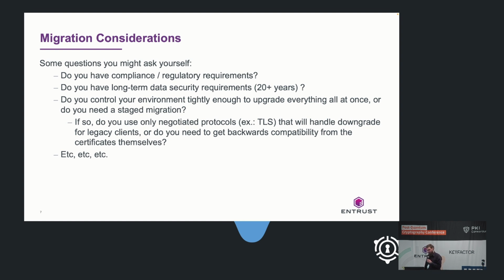Do you control your environment tightly enough that you can upgrade everything all at once, or do you need to consider a more staged migration? If you are doing a staged migration, do you have only negotiated protocols like TLS where old things and new things can negotiate, or are you in a harder version where you're producing data with no knowledge of who's going to consume it? These are all, et cetera, et cetera. There's lots and lots of things to consider, each of which leads to weird edge cases and branching decision trees. It's not simple.